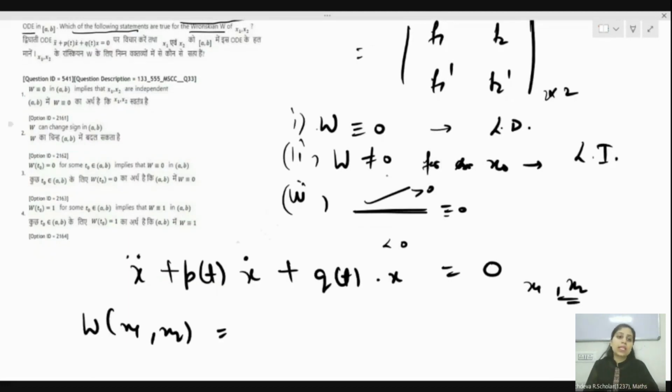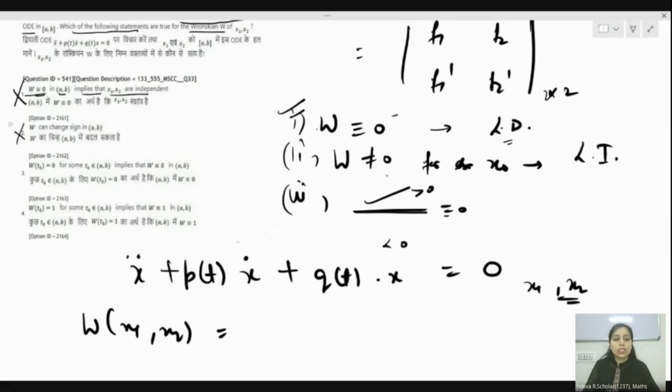The first option says the Wronskian is identically 0 in (a,b) implies that x1, x2 are independent. Totally wrong. When this is identically 0, then the solutions become linearly dependent. So the first option is clearly incorrect. The second option says the Wronskian can change sign in (a,b). In the third point, I have mentioned it is either positive or negative throughout, or identically 0. So this is also wrong. The Wronskian cannot change sign in (a,b).